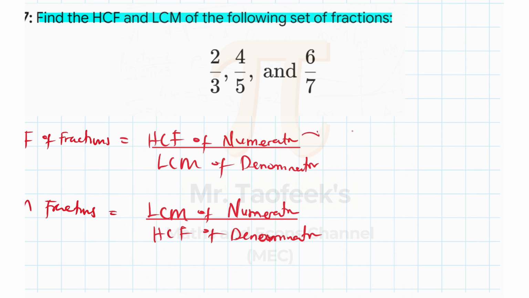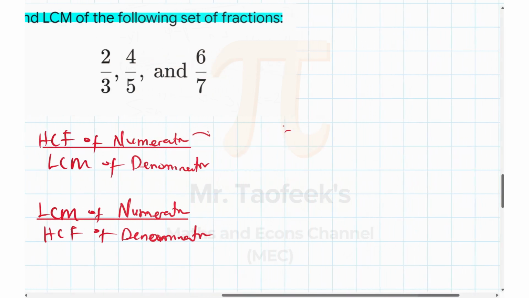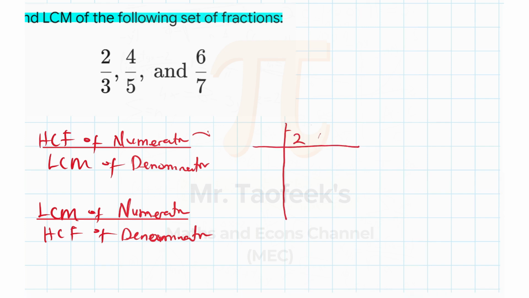So the HCF of the numerator. I think I'll have to work that out. I need more space here. The numerator is 2, 4, and 6. I want to find the HCF. HCF just means finding the factors that can divide everything. So 2 here, 1, 2, and 3. If you look at these numbers, no single number can divide them anymore. So these are our highest common factor. So the HCF of the numerator is 2.